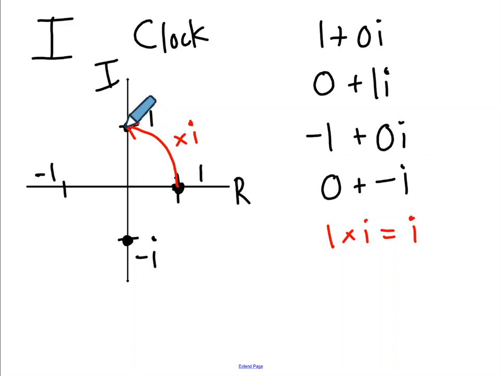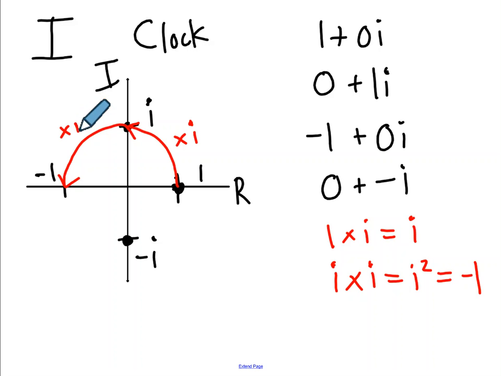Now, how do I get from here to here? Well, it looks like I can do I times I equals I squared. But we know that I squared is the real number, -1. Okay, so I'm going to do it one more time.